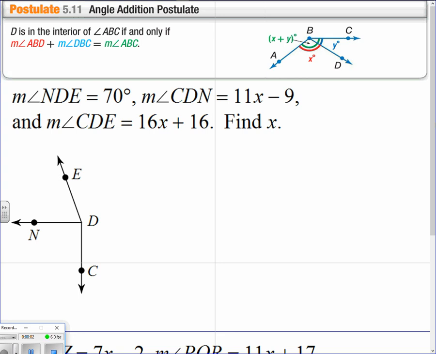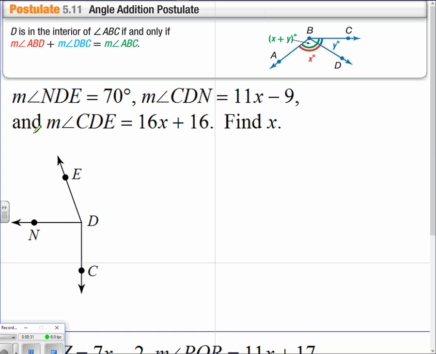Okay, this video is on the angle addition postulate. This is very similar to the segment addition postulate, but instead of adding segments, I'm adding the angles. So what this says is the following: a little angle, ABD, plus the other little angle, DBC, is equal to the biggest angle of them all. Best way to understand this postulate is by doing some problems.